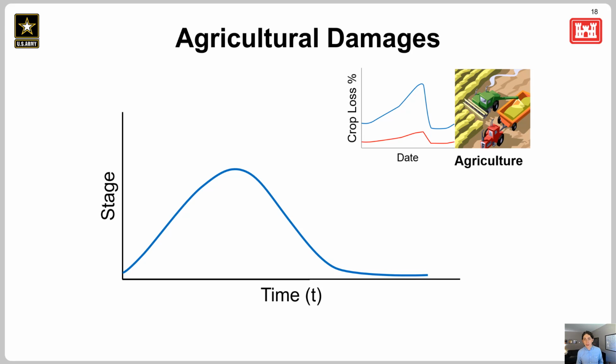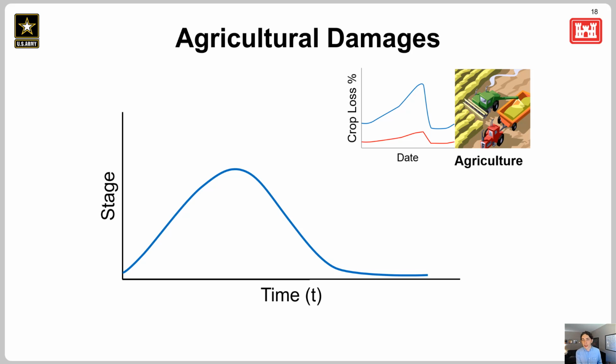Agricultural damages depend on the crop type, the duration of flooding, and the arrival time of the flood. The relationships in the top corner here, you've got the red one and the blue one, are specific to that crop type and duration. So that blue line would represent a long duration of flooding for this particular crop. That red line would be a short duration of flooding.